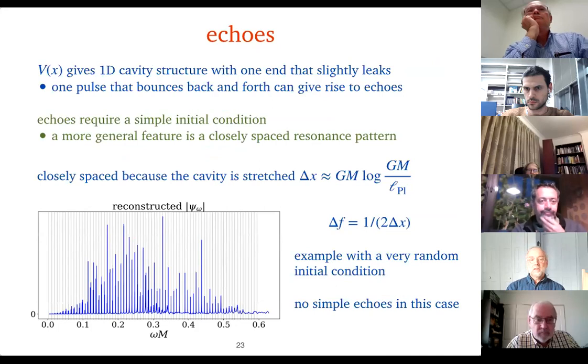As you can now imagine, because of this one-dimensional cavity structure with one end that's slightly leaky, every time a wave hits that barrier, some of it can get through. And so if you had one pulse that bounces back and forth on the inside, that can give rise to echoes emerging on the outside. So that's a nice idea. But this way to talk about it requires a very simple initial condition to have this one pulse that bounces back and forth like that.